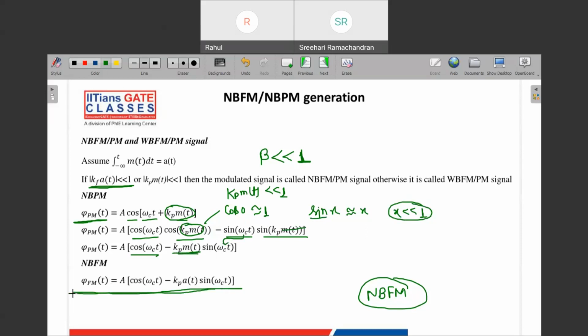Now if you see this signal, you have two sinusoids, cos and sine, but neither sinusoid has anything other than omega_c t. It doesn't have any message dependency. It has just sin omega_c t and cos omega_c t. The message is now in the amplitude. So if you see this, it is very close to what we see in amplitude modulation. So when you have this narrowband FM signal, we can take the help of the amplitude modulated signal to generate the narrowband FM.